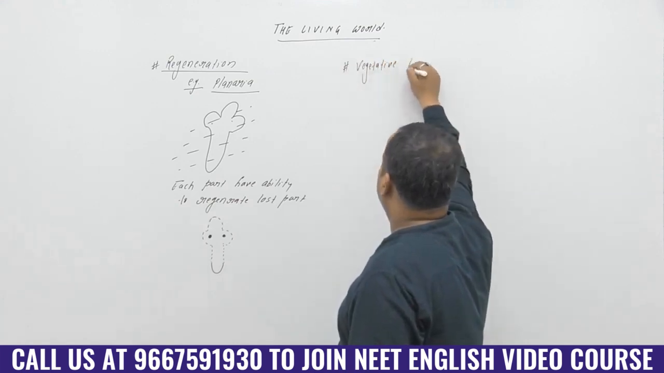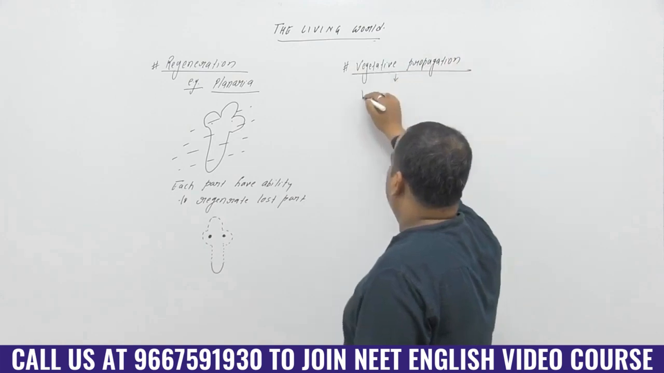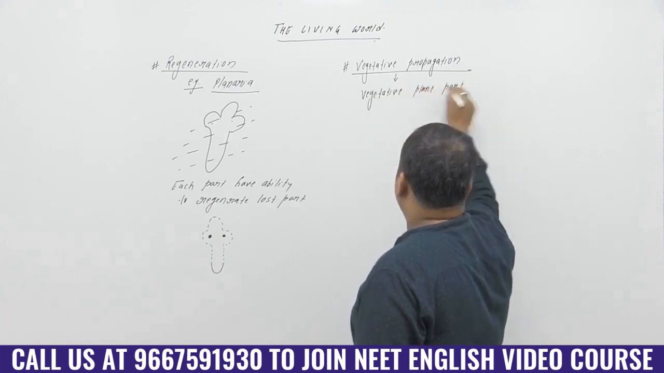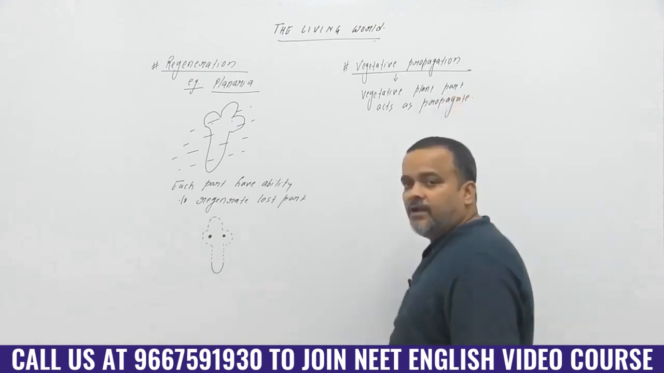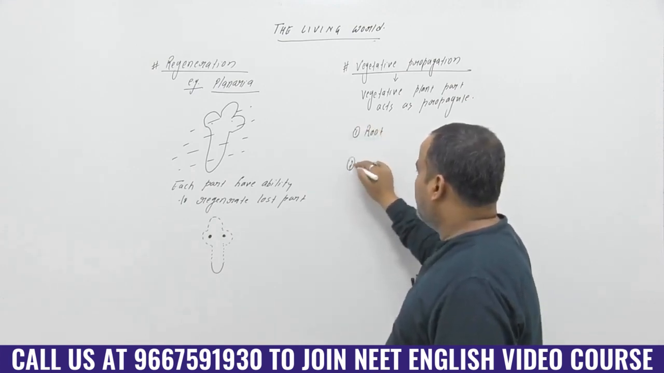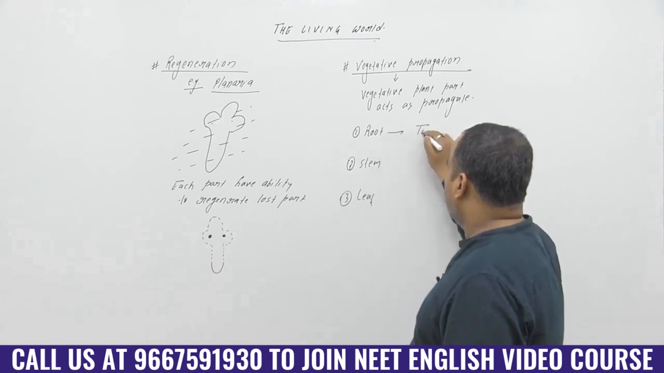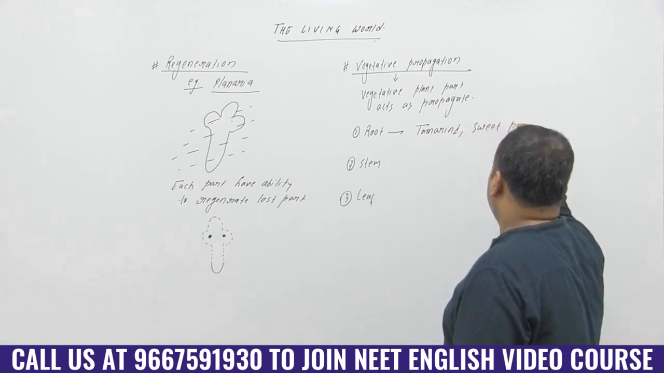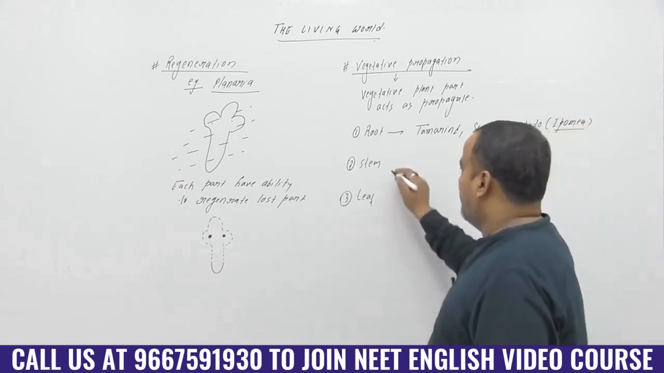And the last is vegetative propagation. Vegetative propagation means a vegetative plant part acts as a propagule. So what are the vegetative plant parts? Like root, stem or leaf. These are three vegetative parts of a plant. By using root, in case of tamarind, that is imli, and sweet potato, that is ipomoea, a new plant can be developed or propagated.